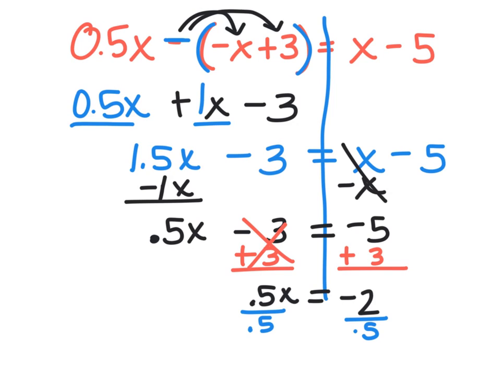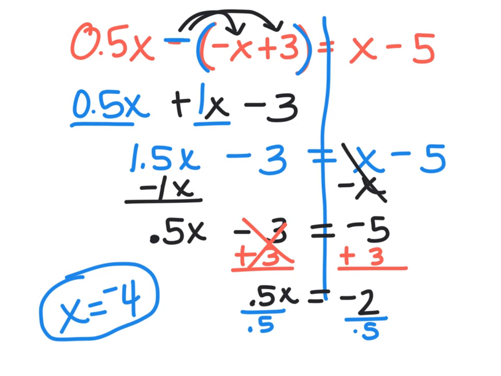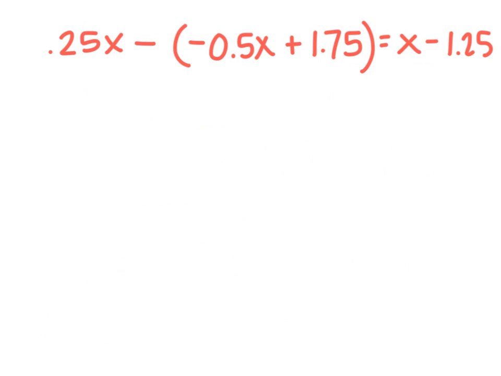Okay, so now here's where you can use your calculator if you want. So 2 divided by 0.5. Think about how many halves fit into 2. Well, the answer is x equals, it's 4, and then it was negative. So my answer is x equals negative 4. So I just solved an equation problem with decimals, and I did it the same way I do normal problems. All right, let's try another one.